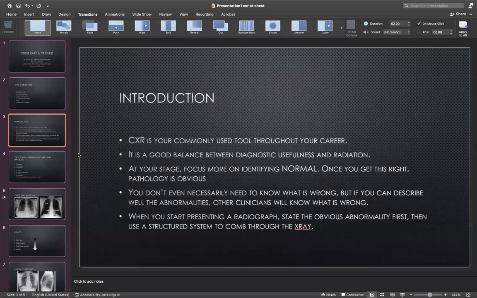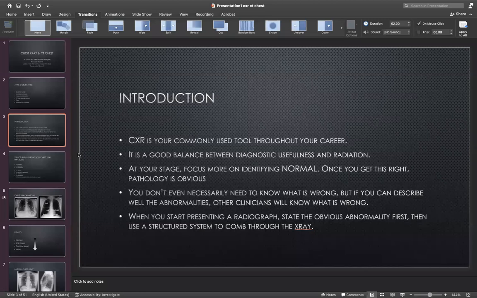So you don't necessarily need to know what's wrong. You don't need to come up with a diagnosis straight away. What you need to do well is to be able to describe an abnormality and really be able to present it to someone else as though they don't have the chest X-ray in front of them, but you're able to present it in a way that they can imagine the chest X-ray in their minds.